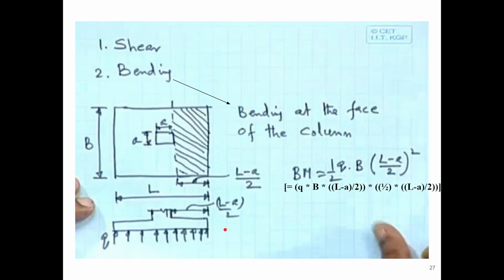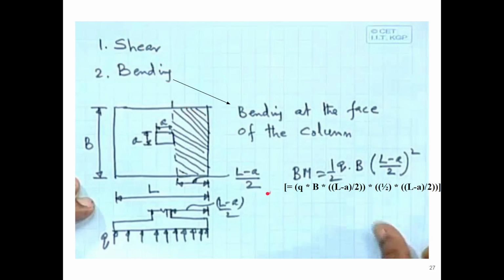Okay, so for the design of footing, we basically consider three critical sections. Two sections come from shear and one section comes from bending. So there are three conditions for critical section: one is one-way shear, one is two-way shear, and one is bending.